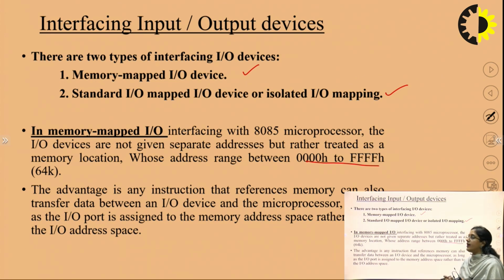For example, if we are connecting 4 input output devices with the microprocessor, then out of 64 kilobyte of memory locations, 4 locations are allocated for input devices and 4 locations are allocated for output devices. So we have a lack of memory capacity. The advantage is that the same instruction we use for accessing memory will be used to access the input output device. We don't have to use different instructions in case we are using the memory mapped IO scheme.